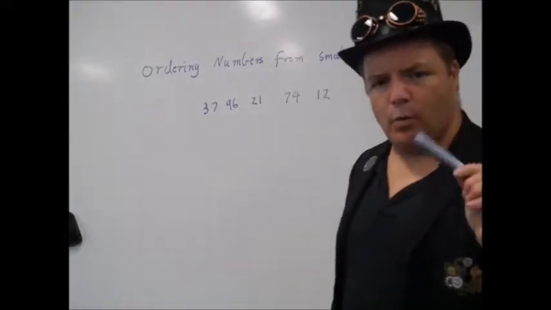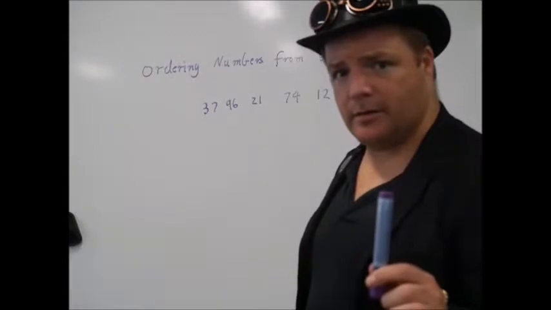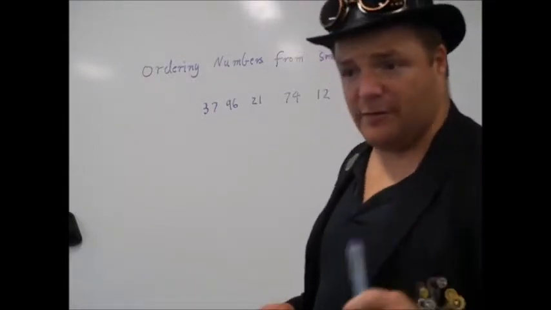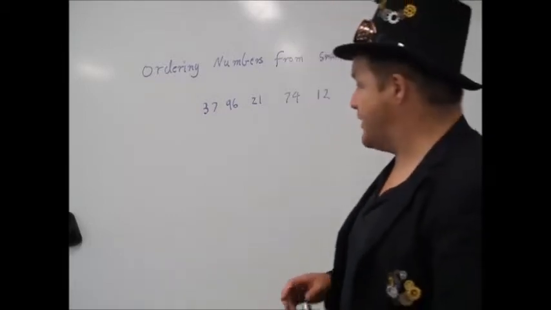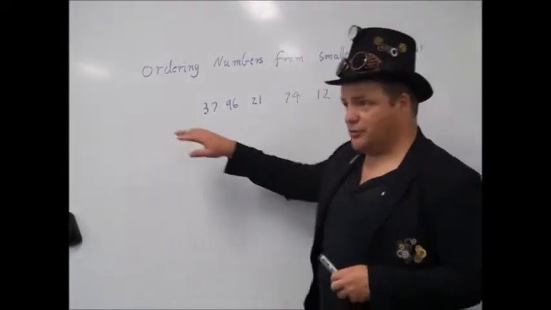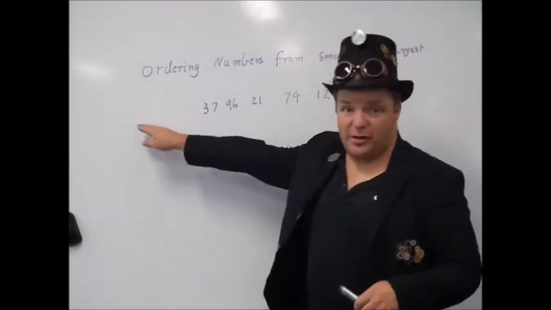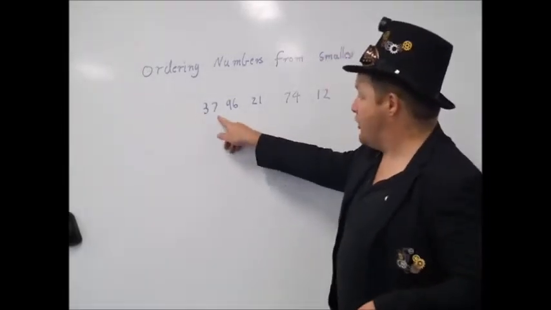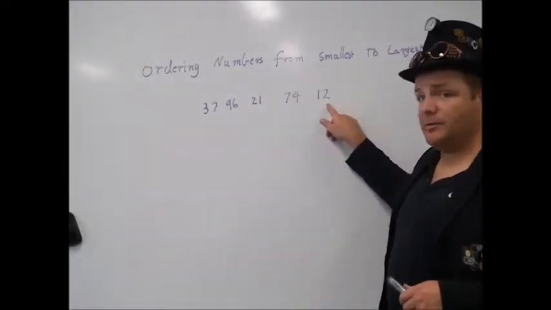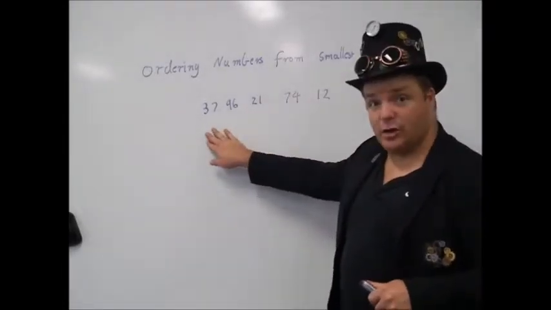So, what's the first thing you need to look at? The first thing you need to look at is the very first digit, the digit that is furthest to the left. So if it's 174, you need to look at the hundreds. In this case, each number is below 100, so we need to look at the tens column in each one. Which one has the smallest tens?